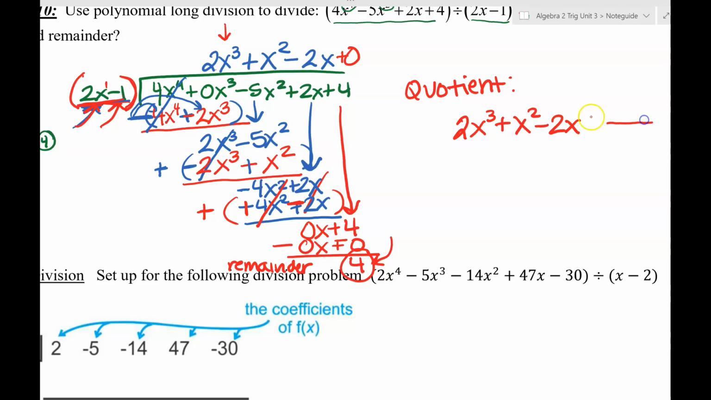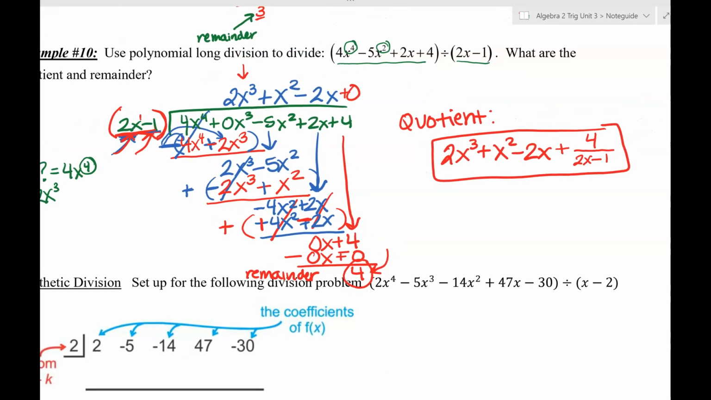Remember that we write our remainder like a fraction, and since it's a different degree of x, we separate it with an addition sign just like all the other terms. So 4 is left out of what we were dividing by, which is 2x minus 1. So this would be our quotient, and we can see that remainder of 4.